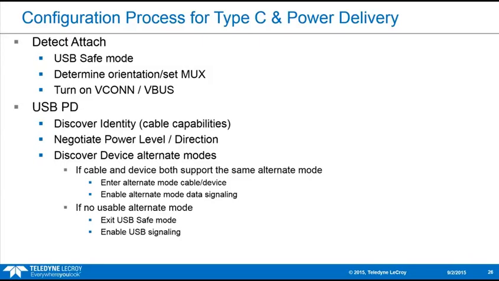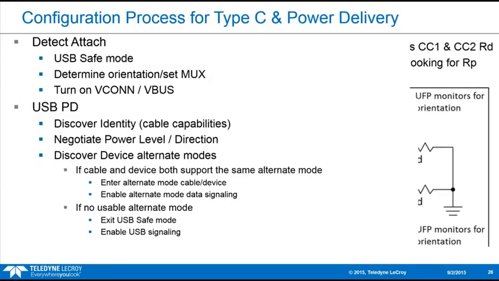Once there's an established power contract, the DFP sends other vendor-defined messages to configure these alternate modes. Again, if there's no alt mode support, it goes to standard USB signaling. Again, we'll look at this in more detail here in a second.